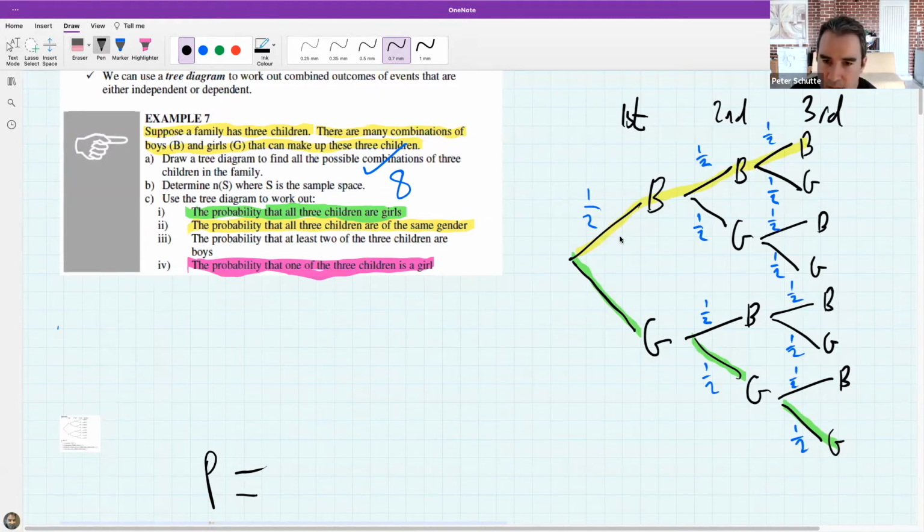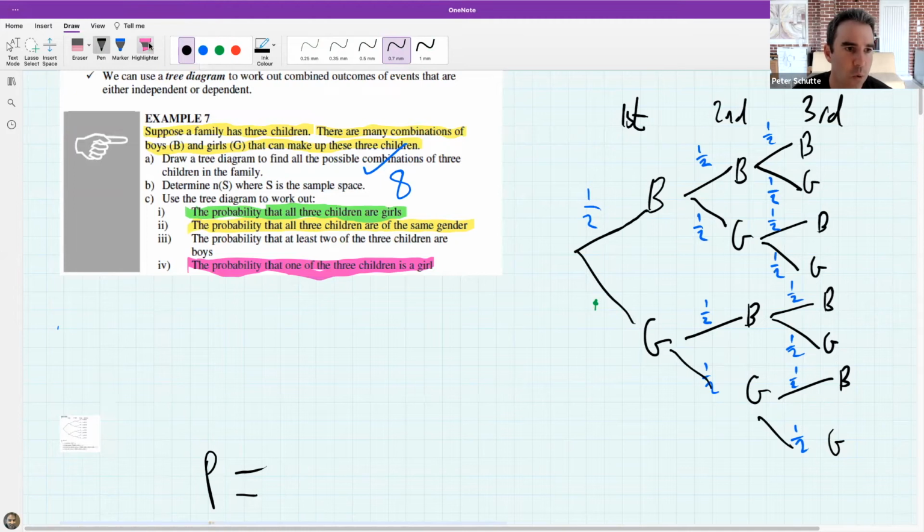So I'm going to take away my yellow highlighter, because the yellow highlighter was for all boys, and I'm not interested in that. I'm interested in where all the branches where one of the 3 children is a girl. So I actually need to get rid of this one too, because this doesn't fit either, because of the fact that there are 3 girls. So which ones only have 1 girl in the branch?